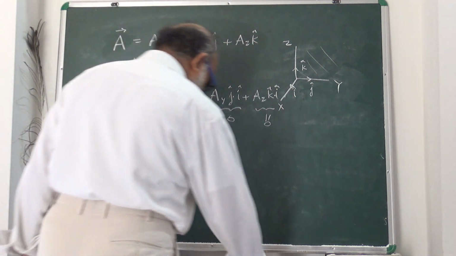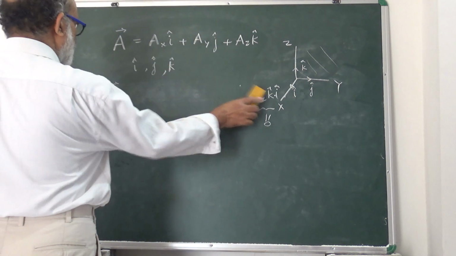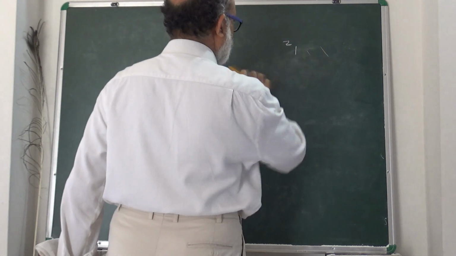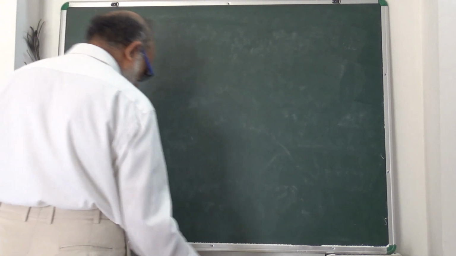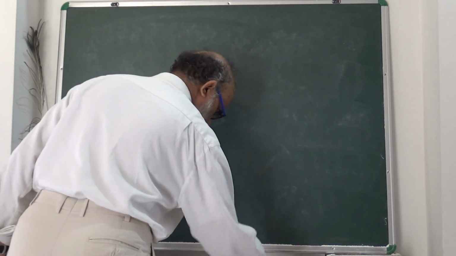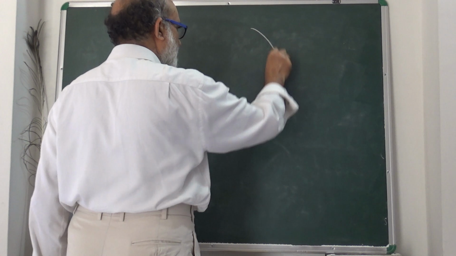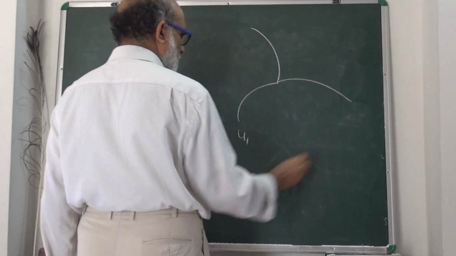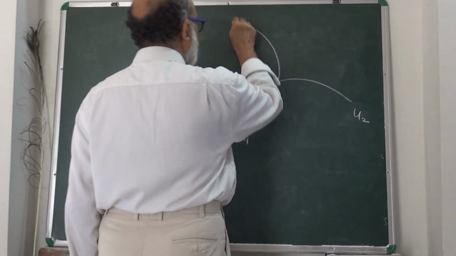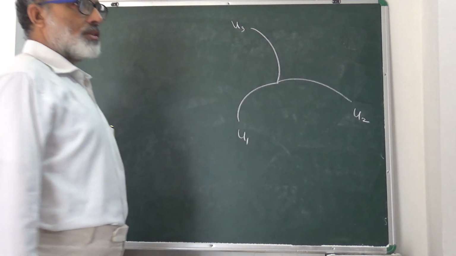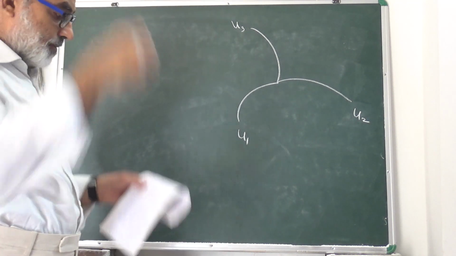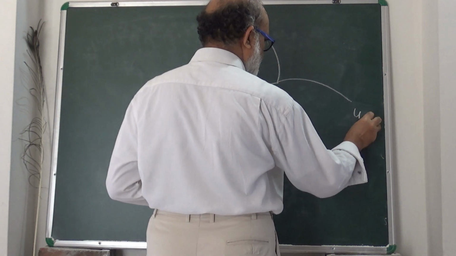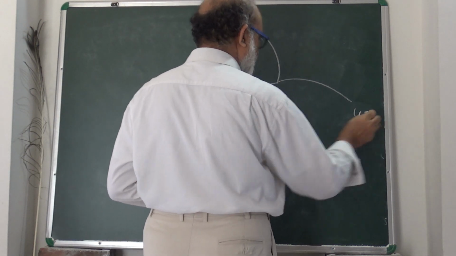Now suppose we have a coordinate system which is curvilinear in nature. Suppose you have a coordinate system U1, U2, U3. These are the coordinates. It's just for making the drawing easier.